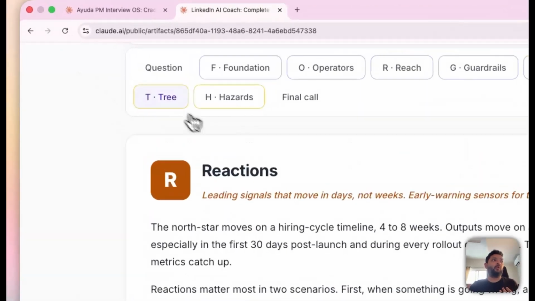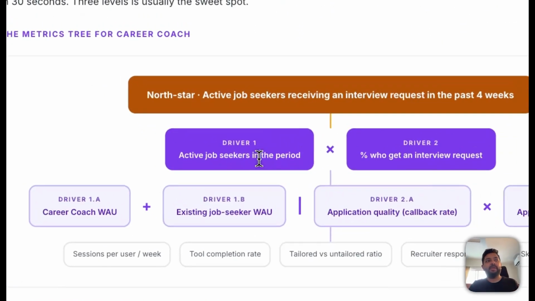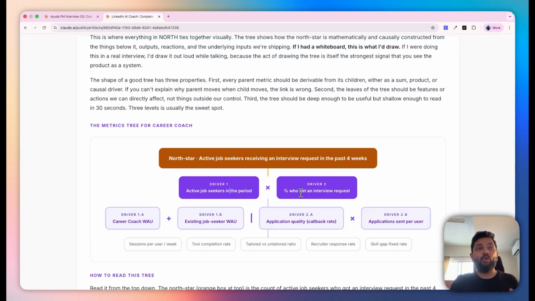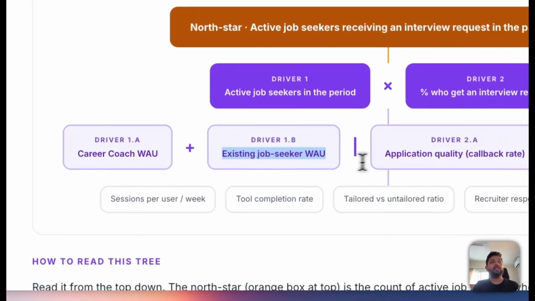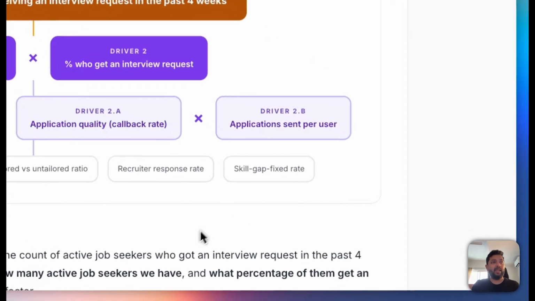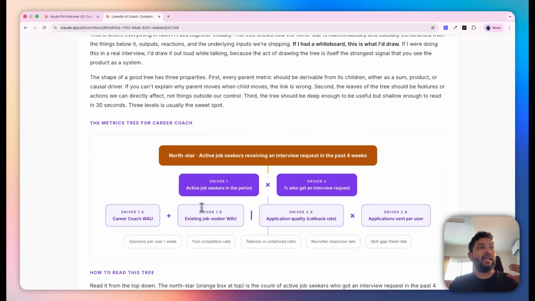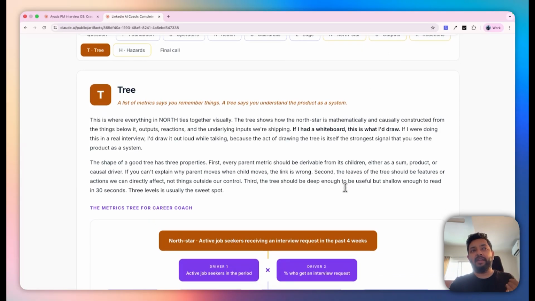And then you just have to put this into a tree, right? So here, that's exactly what I've done. I've put the North Star at the top. Then comes your outputs, which is your driver 1 and driver 2. What is the output? Active job seekers in the period multiplied by the percentage who get an AI interview request. Then your further ones are, how many people use your career coach, how many people are existing job seekers, how many people have great applications, and how many applications are sent per user, right? So essentially, you break down your entire outputs, or the entire North Star, output and reaction, all three together, into this metric tree.